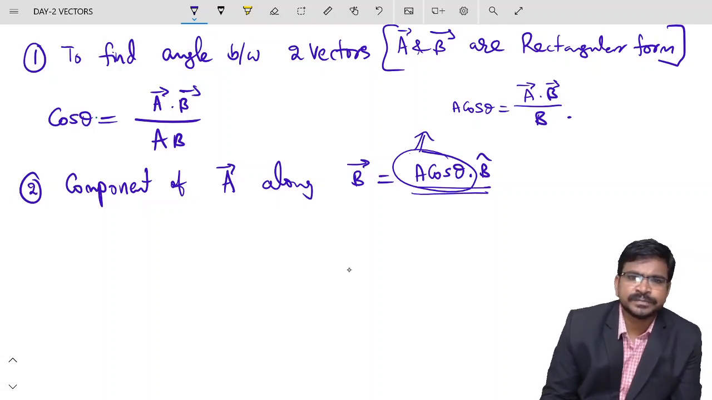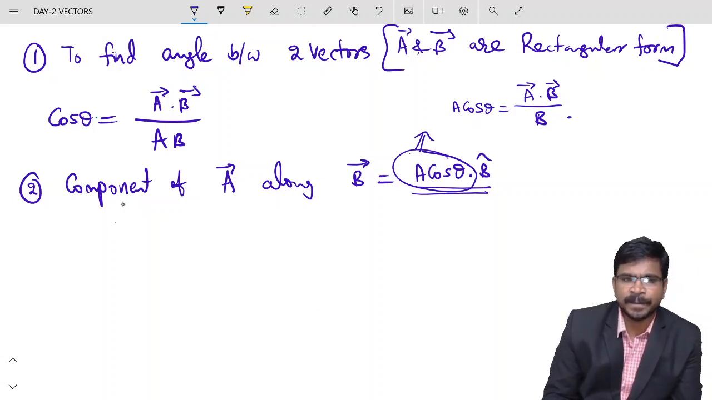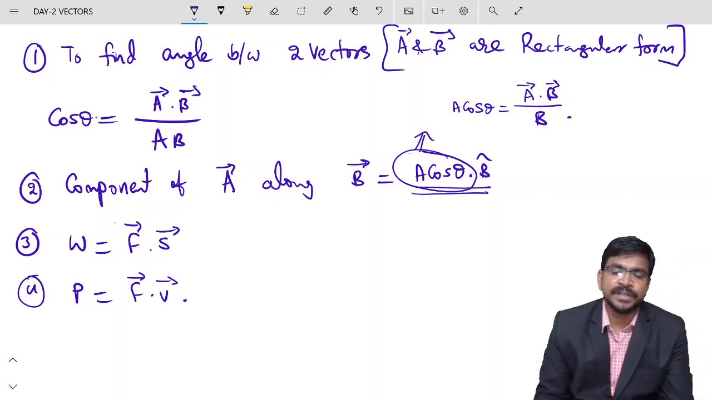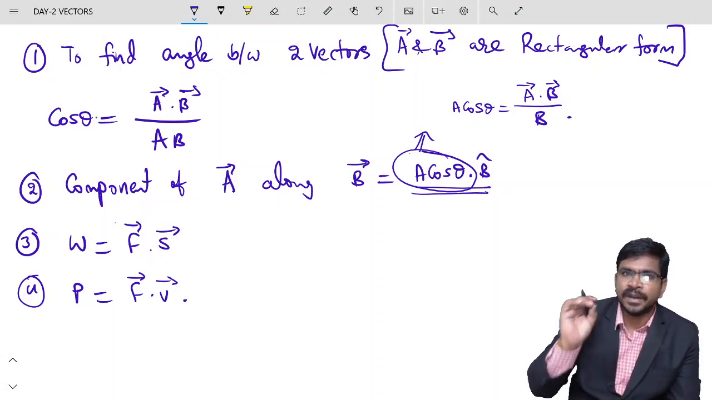Now, similarly, the component of B along A is found in the same way. And third one, work done is equal to the dot product of force and displacement. Fourth one, power is equal to the dot product of force and velocity. Right? Such applications come as direct questions in JEE Mains and NEET.